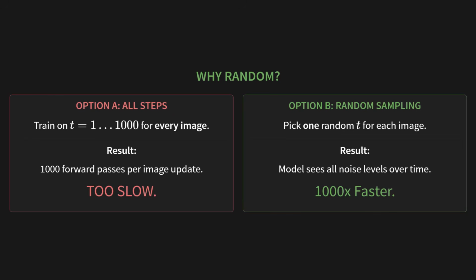Why not do things in order? Well, let's consider 2 options. Option A, we could train on all the steps. For every single image, we could run it through time step 1, then 2, then 3, all the way to 1000. What's the result of that? You'd have 1000 forward passes for just one gradient update. It would be way too slow. So we use option B, random sampling. For each image in our batch, we just pick one random time step. That's it. The result? Over thousands of batches, the model eventually sees all the different noise levels. It learns to be robust. And best of all, it's 1,000 times faster.